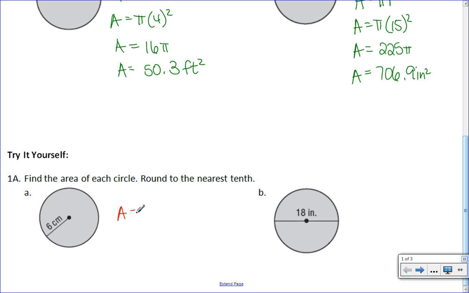This first one has an area of 113.1 square centimeters. And the second one has an area of 254.5 square inches.